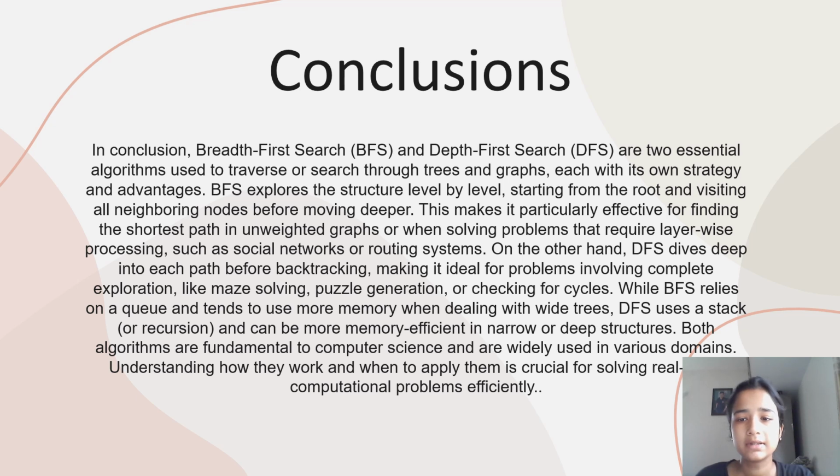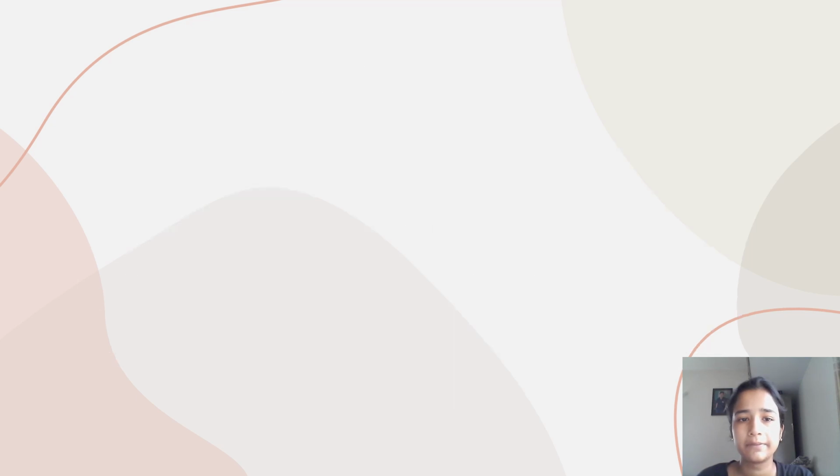On the other hand, DFS dives deep into each path before backtracking, making it ideal for problems involving complete exploration like maze solving, puzzle generation, or checking for cycles. While BFS relies on a queue and tends to use more memory when dealing with wide trees, DFS uses a stack or recursion and can be more memory efficient in narrow or deep structures. Both algorithms are fundamental to computer science and are widely used in various domains. Understanding how they work and when to apply them is crucial for solving real-time computational problems efficiently.